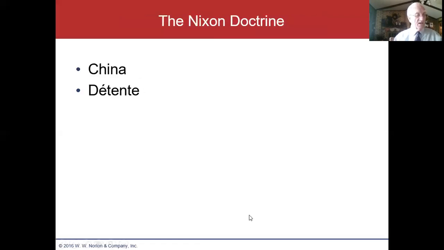All right, the Nixon Doctrine. Again, we're on page 1150 in the book. We're getting there, guys. Okay, we're getting close to the end. This is long, but you can take breaks whenever you want to, right?